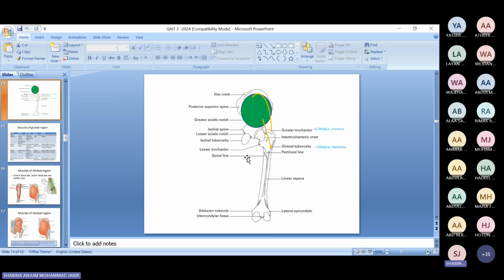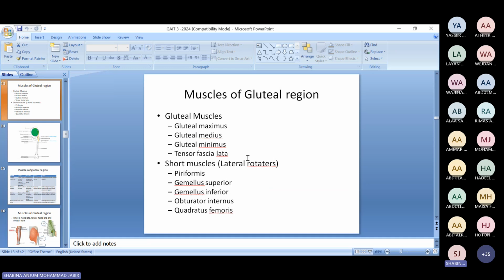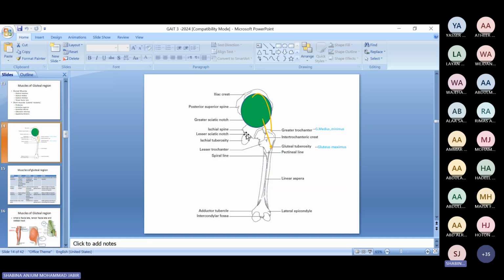So let us come back to our muscles. If you remember, when we saw the hip bone, we saw that the outer, lateral, or external surface of the ilium is called the gluteal surface, which is going to give origin to all three gluteal muscles.